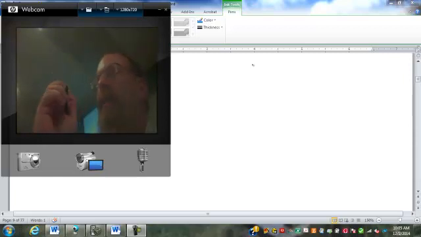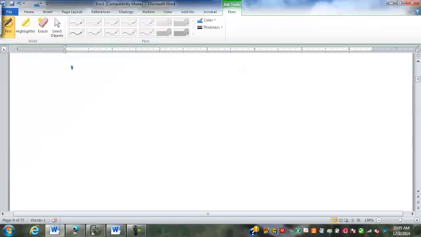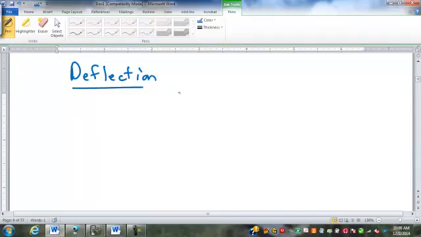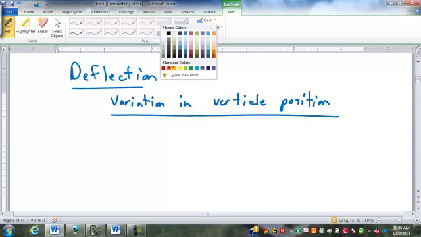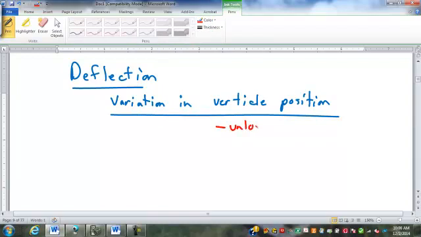So the thing we're going to look at today is actually the most common reason for a beam to fail in analysis, and that is deflection. What deflection is, is nothing more than a variation in vertical position. And to be more specific, it's a variation from the unloaded position to the loaded position.